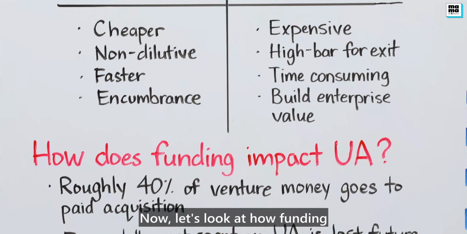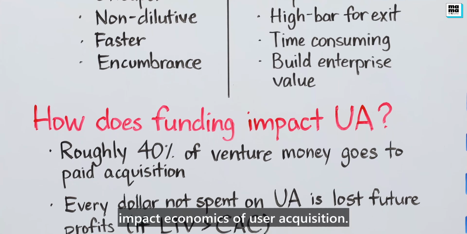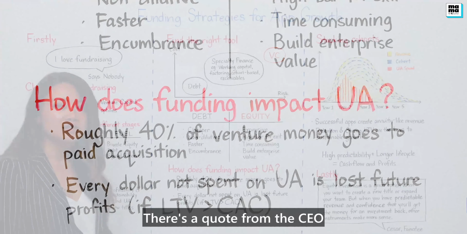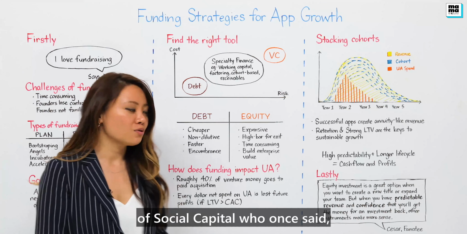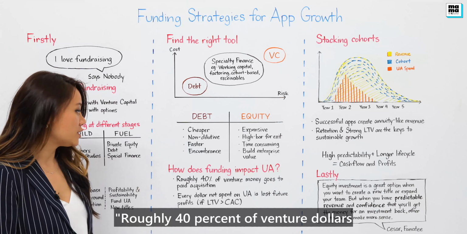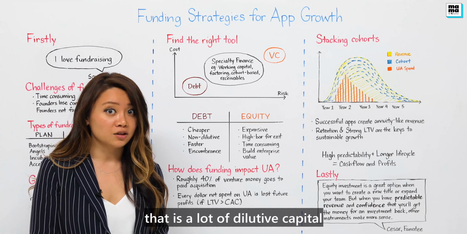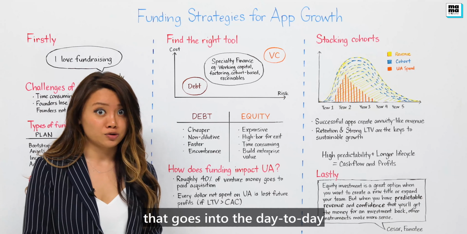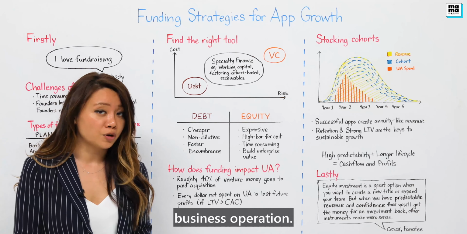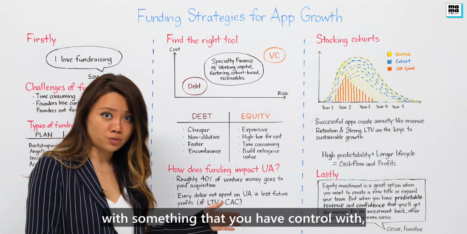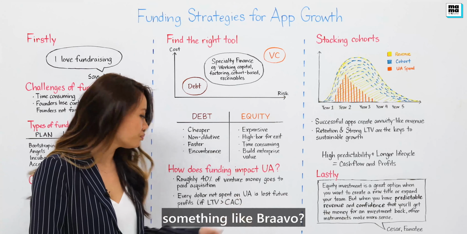Now let's look at how funding impacts the economics of user acquisition. There's a quote from the CEO of Social Capital, who once said roughly 40% of venture dollars goes to paid acquisition. That is a lot of dilutive capital that goes into the day-to-day business operation. What if you can replace this with something that you have control over, something like Braavo?